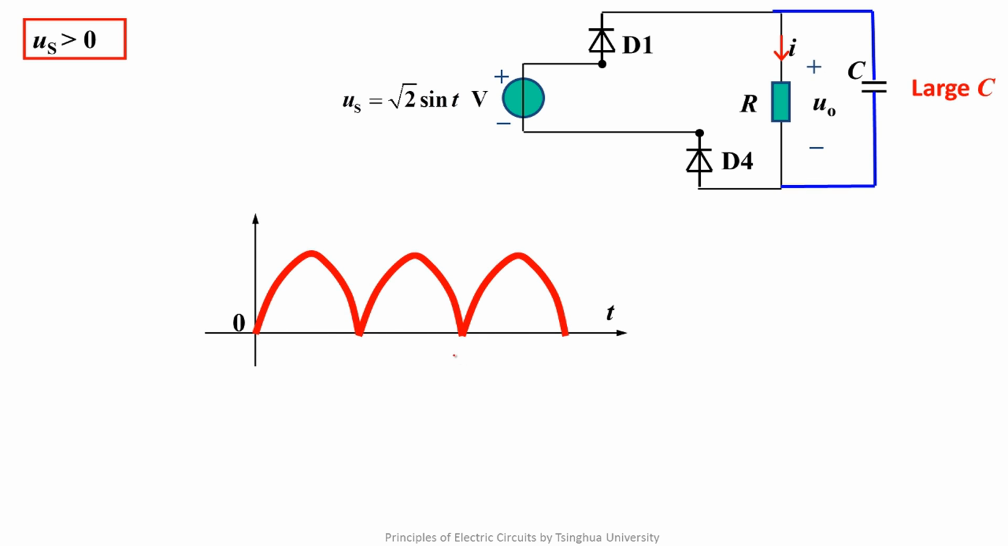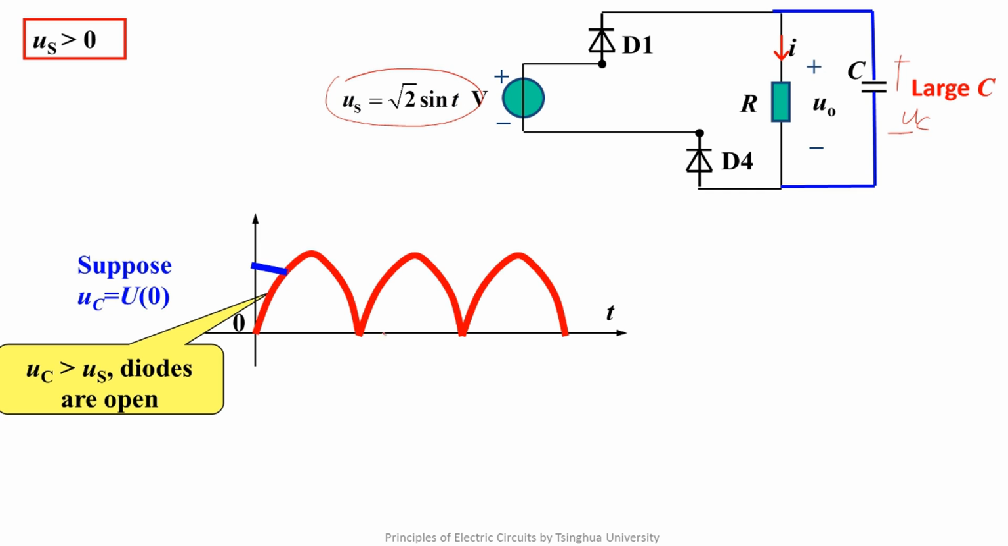Let's draw the waveform. This is the waveform without the capacitor. We suppose the capacitor's voltage is some value at t equals 0, and we don't concern this part firstly. Seen from the load, the source voltage is on its left side, and the capacitor's voltage is on its right side. If the capacitor's voltage is greater than the source voltage, the two diodes are open, and the capacitor discharges to the load. Once the source voltage increases to be greater than the capacitor's voltage, the source charges the capacitor and supplies power to the load.